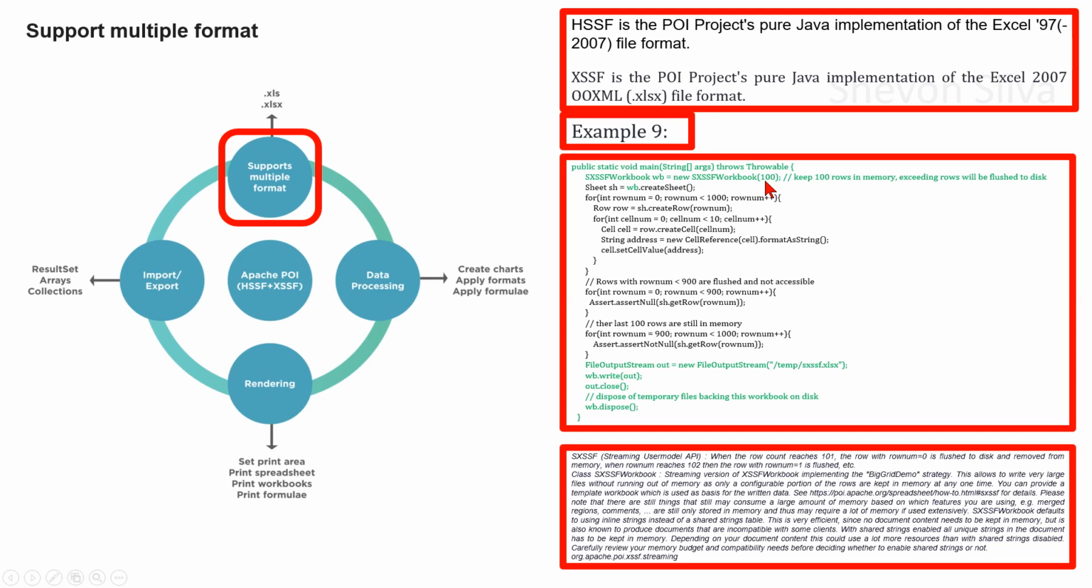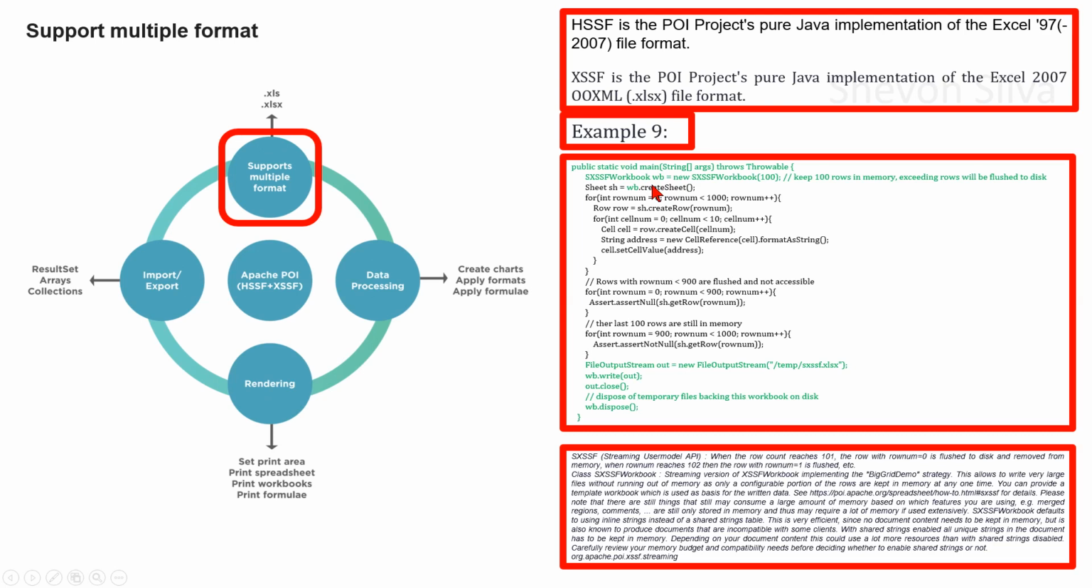SXSSF package org.apache.poi.xssf.streaming here, and the class SXSSFWorkbook, streaming version of XSSFWorkbook implementing the BigGridDemo strategy. This allows to write very large files without running out of memory as long as only a configurable portion of the rows are kept in memory at any one time. You can provide a template workbook which is used as the basis for the written data.